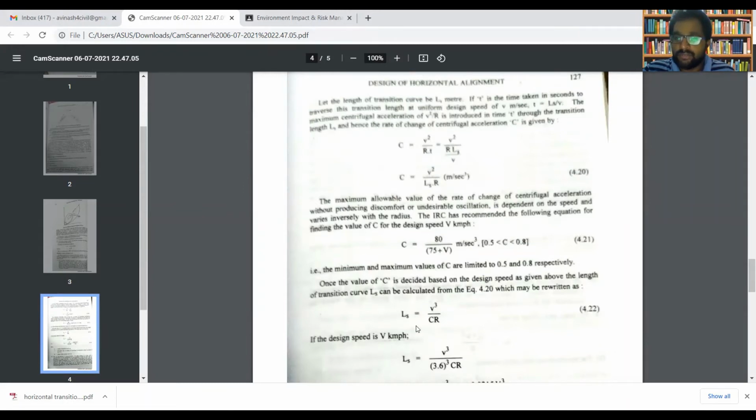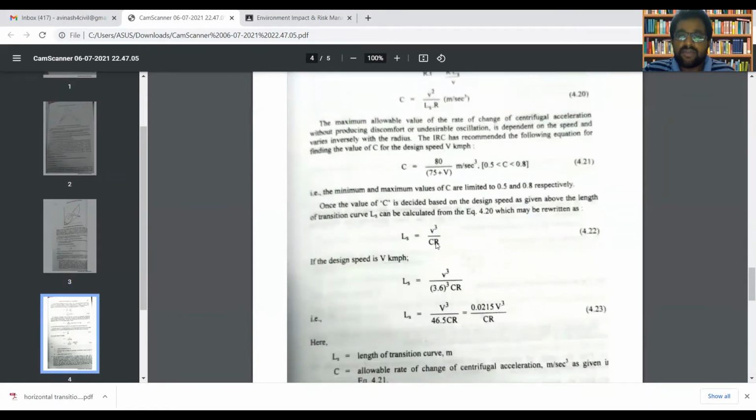length of transition curve. The length of transition curve can be obtained as LS is equal to V cube divided by CR. Length of transition curve is LS, V is the design speed, C is the rate of centrifugal acceleration, and R is the radius of the curve. So from the rate of centrifugal acceleration, you can find out the length of the transition curve.